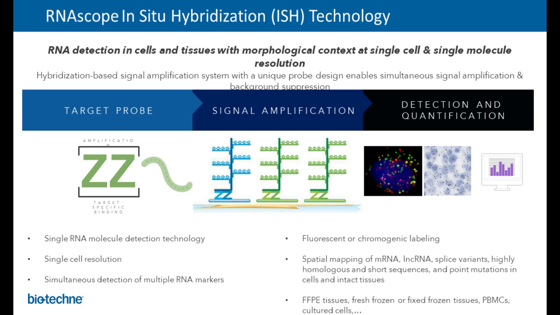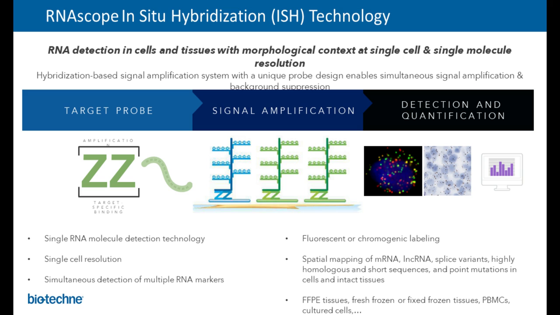The RNAscope technology is the perfect solution for spatial analysis of your target gene expression. It can help interrogate complex tissues like the tumor, where you have different cell types with varying degrees of gene expression. The three major parts of our technology are the target probe design, the signal amplification strategy, and the detection and quantification system. Because of our unique probe design and amplification strategy, it is the perfect solution for analyzing RNA biomarkers and potential therapeutic targets.